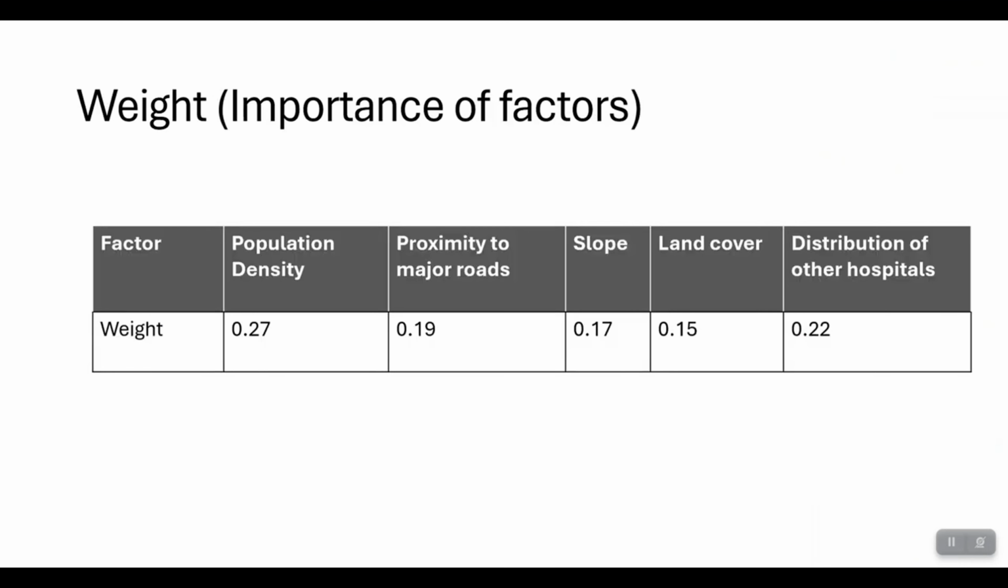These are the weights or importance of each factors that were obtained based on the opinion of experts or previous studies in the same study region. So these weights are hypothetical and very depend on your study area. So as you can see here, population density has the highest importance among these factors.